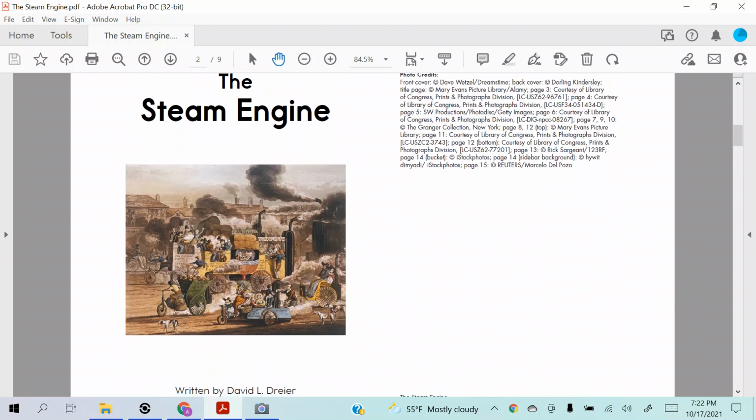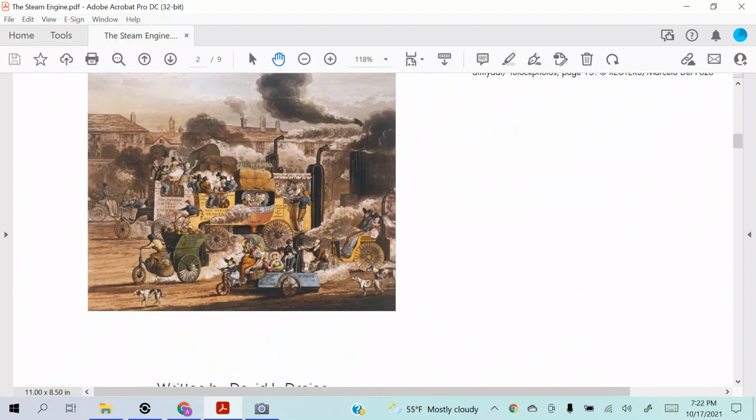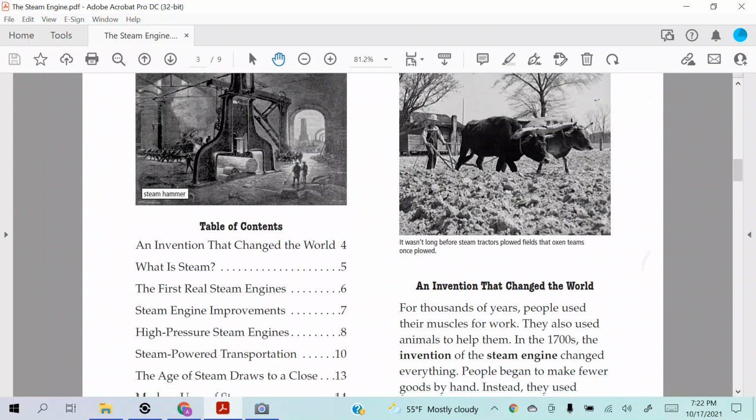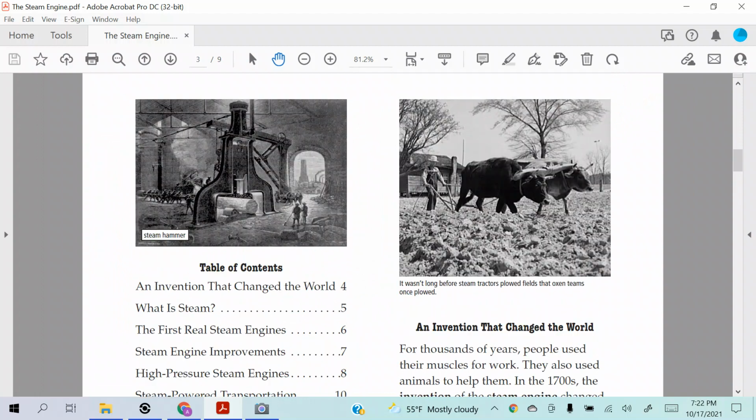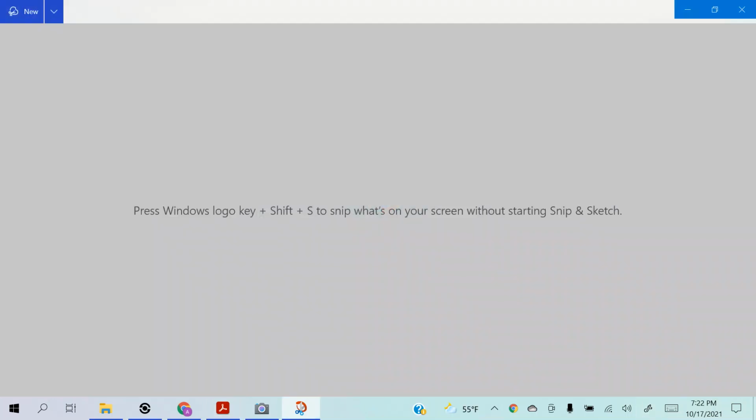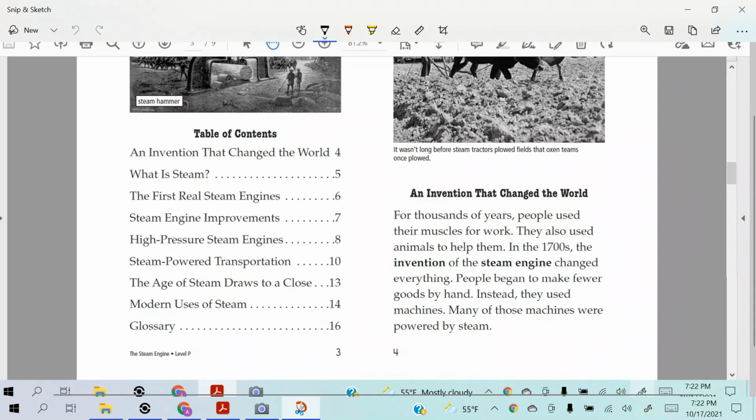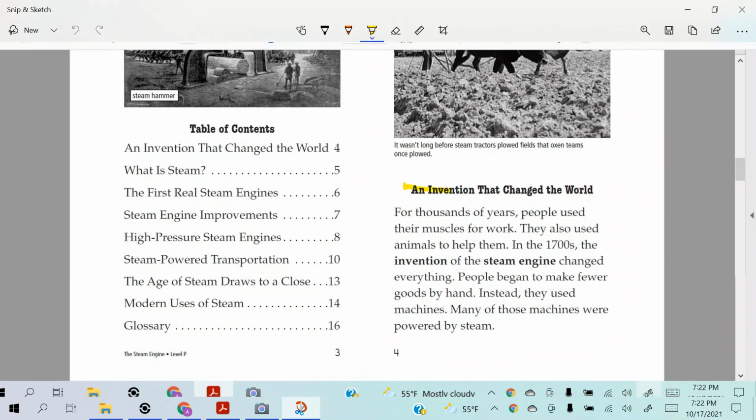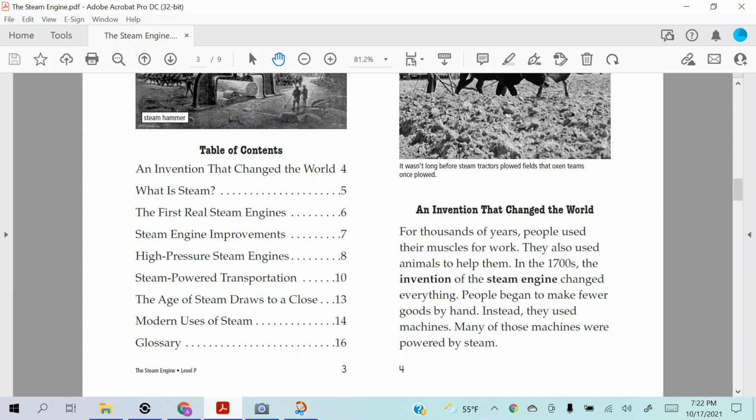Take a look at that picture right there. Look at these old guys here. Look at that. That's something. Wow. That is a crazy picture. All right. So it says, an invention that changed the world. Right. And remember, we talked about text features. Right. So what are these called right here? Remember what we called these? Right. So that'll be a question on your Edpuzzle. So here we go. Let's get to it. An invention that changed the world.